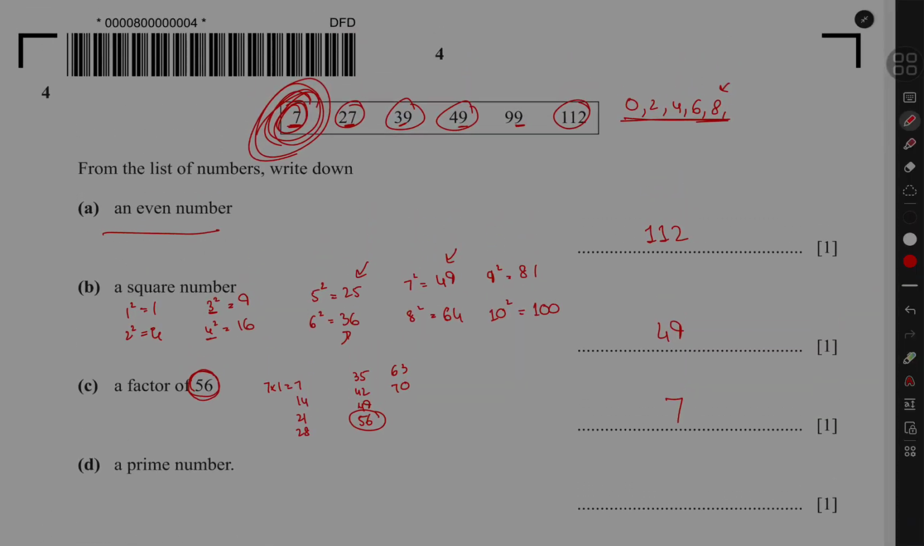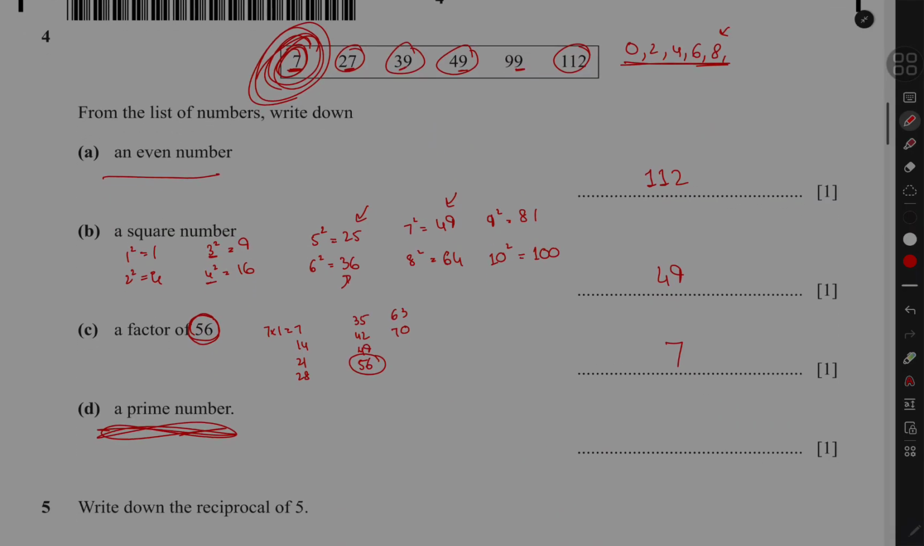Okay. Next, we need a prime number. Prime numbers are pretty easy. The first few ones are 2, 3, 5, 7, 11, and 13. Okay? So if you've memorized these first few ones, you would know that 7 is a prime number.